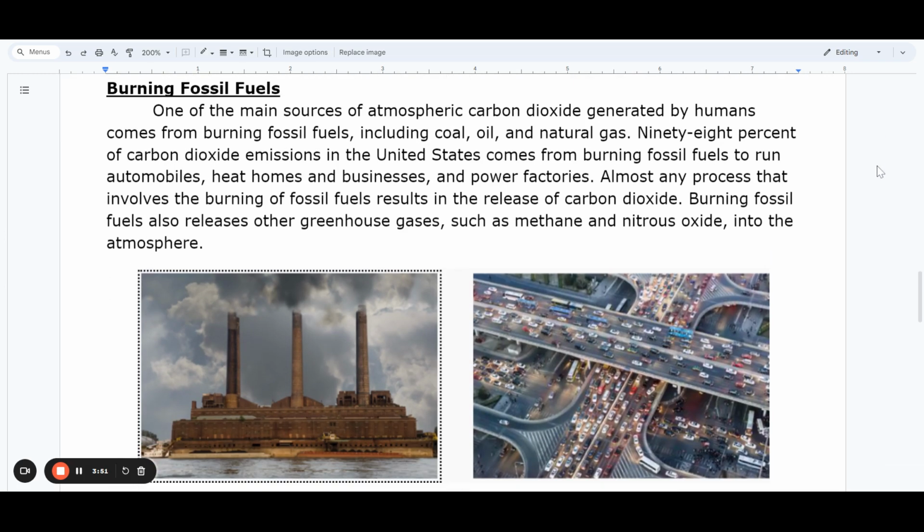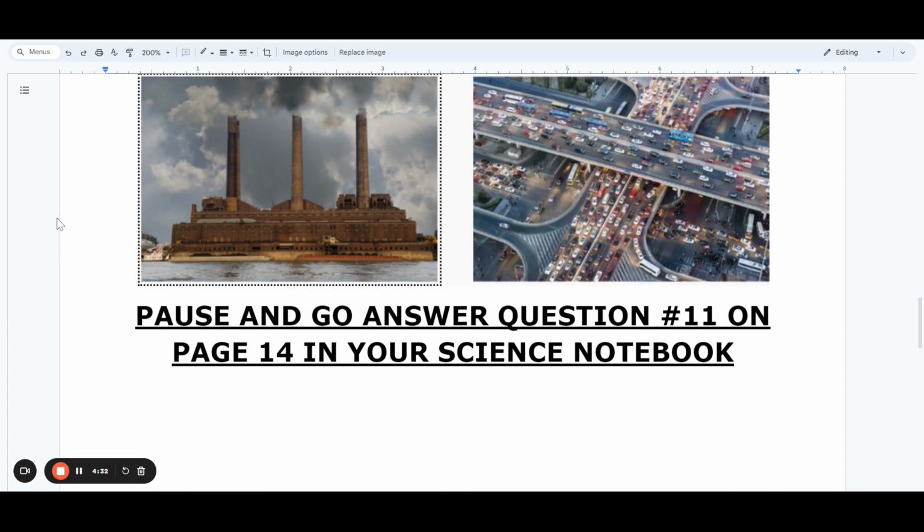Burning fossil fuels. One of the main sources of atmospheric carbon dioxide generated by humans comes from burning fossil fuels, including coal, oil, and natural gas. 98% of carbon dioxide emissions in the United States comes from burning fossil fuels to run automobiles, heat homes and businesses, and power factories. Almost any process that involves the burning of fossil fuels results in the release of carbon dioxide. Burning fossil fuels also releases other greenhouse gases, such as methane and nitrous oxide, into the atmosphere. Pause and go answer question number 11 on page 14 in your science notebook.